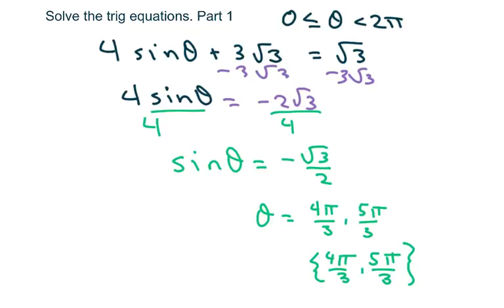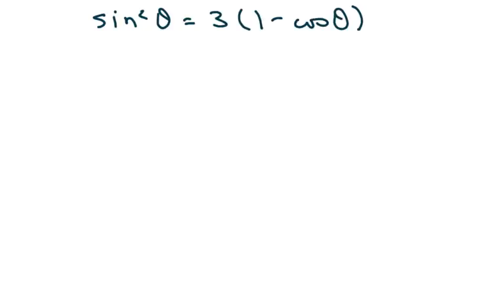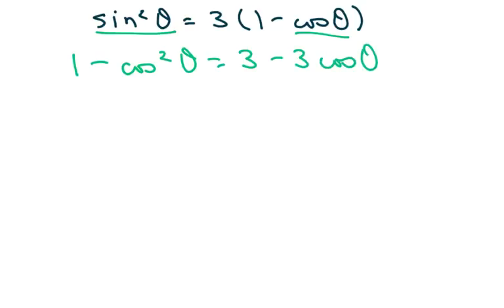Okay, the next one we have is sine squared of theta equals 3 times 1 minus cosine of theta. Well, the first thing I want to do is write this in terms of cosine, because I have cosine over here. So I'm going to write this as 1 minus cosine squared of theta. Go ahead and distribute here. And this is a quadratic one, so I'm going to move everything over to the right. So I'm going to get cosine equals 0.